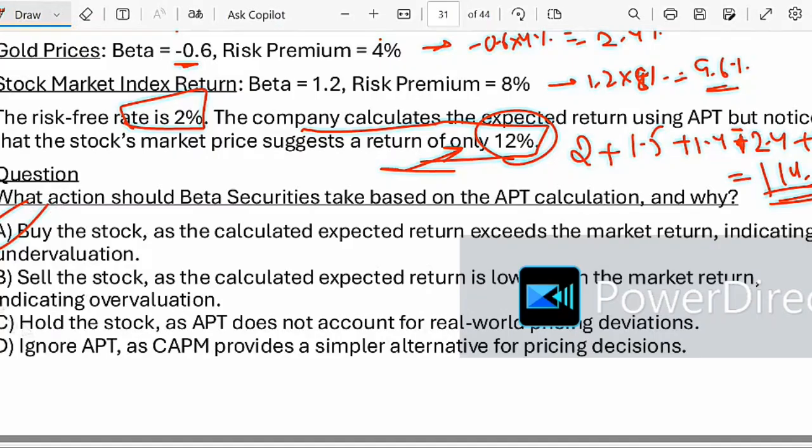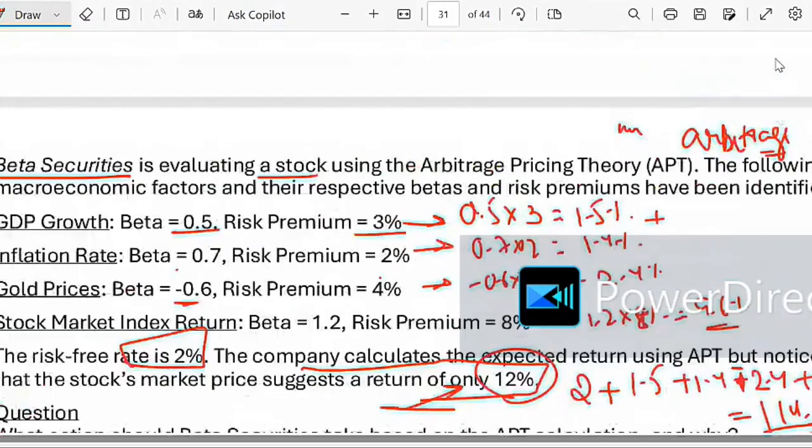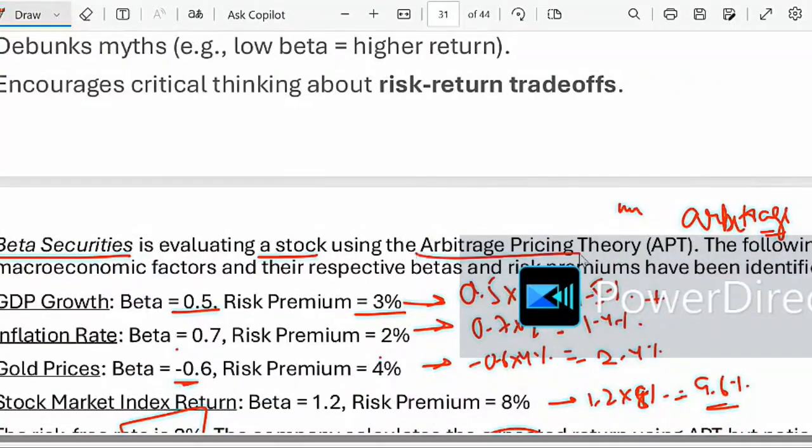Why is option B incorrect? Sell the stock. Because return is higher, not lower. It is saying that the calculated expected return is lower. No, it is higher. Had it been lower, then we would sell the stock. Hold the stock, this is wrong. The whole point of APT is to spot mispricing and act on it. You can see that is why it is called arbitrage pricing. Why is it called arbitrage pricing? I think you know the answer.